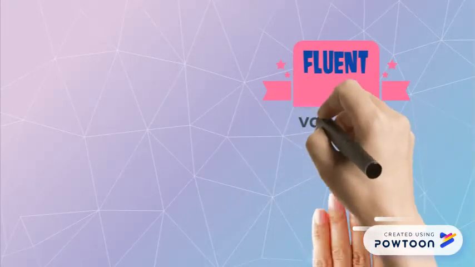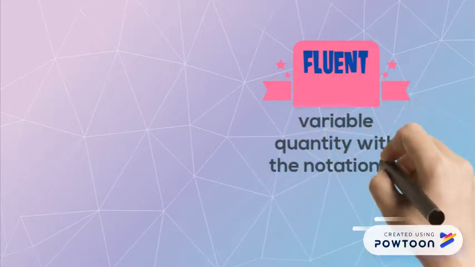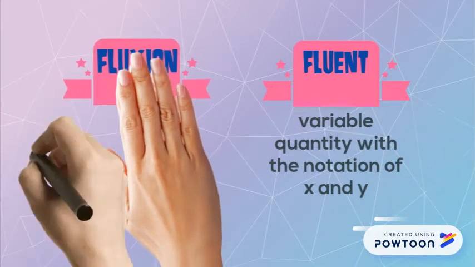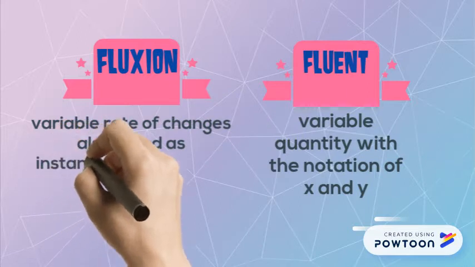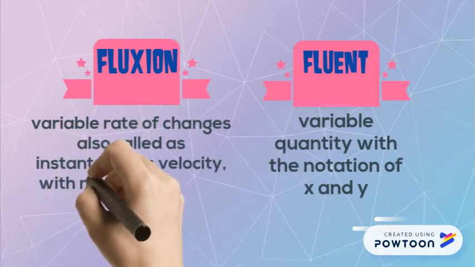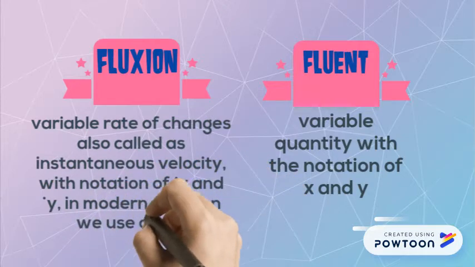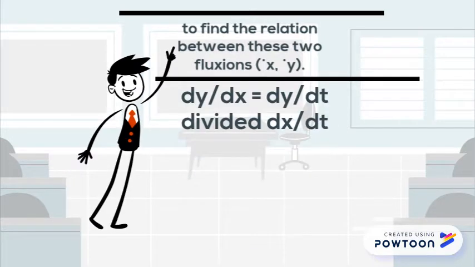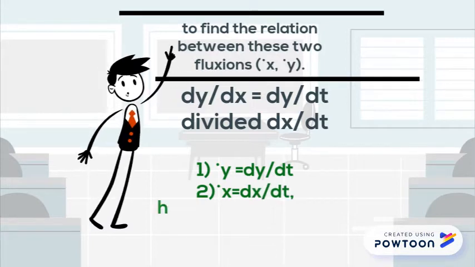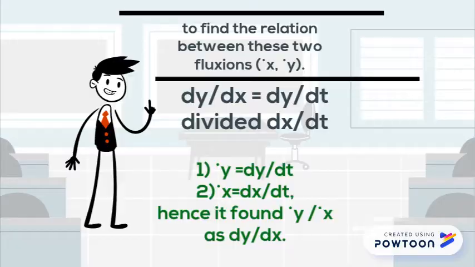Next, there are two significant variables that were used by Newton in his explanation, known as fluent and fluxion. Fluent refers to the variable quantity with the notation of x and y, while fluxion means variable rates of change. In modern notation, we write this as dy over dt. It is because dy over dx is equal to dy over dt divided by dx over dt.